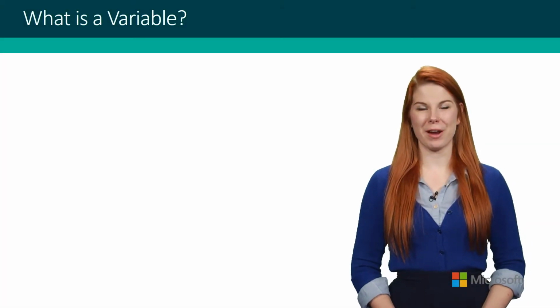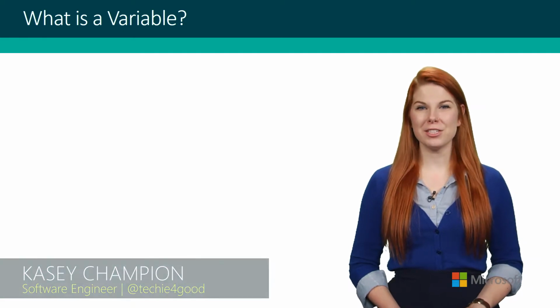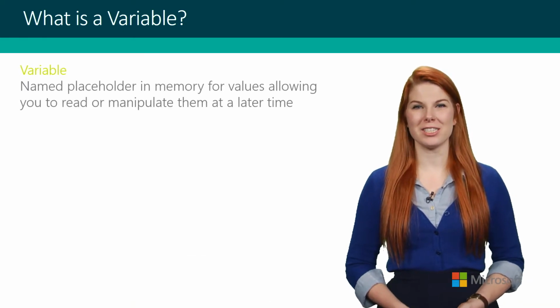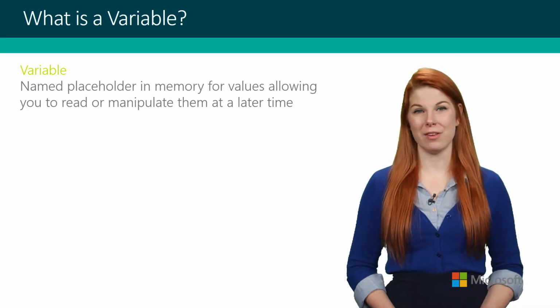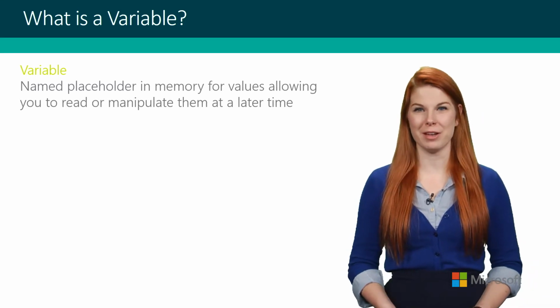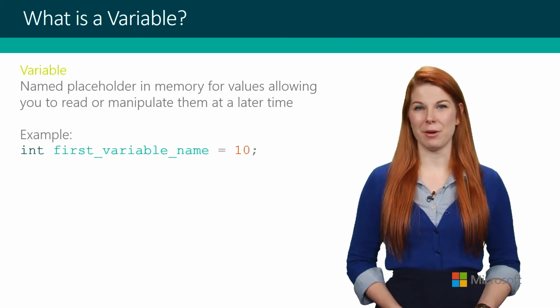If you've already programmed in some other language, variables in C are going to look very familiar. But to remind you, a variable is really just a named place in memory to store some specific type of information that you can read or manipulate at a later time. Here's an example of how you might declare a variable in C.